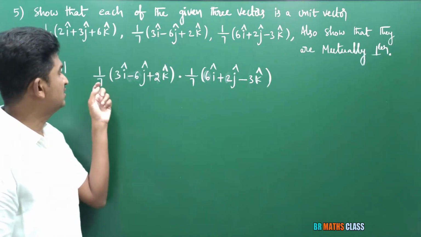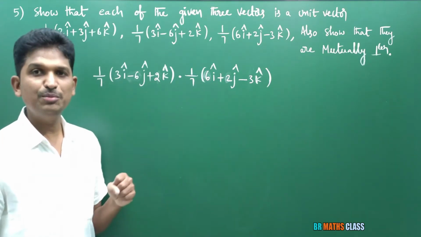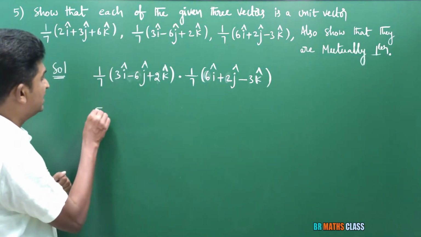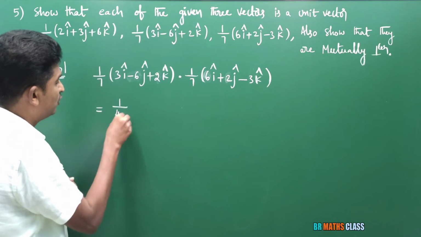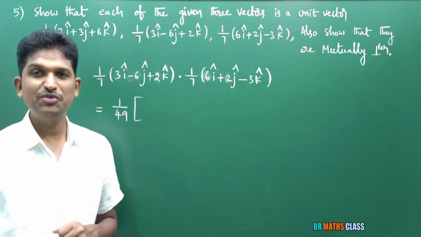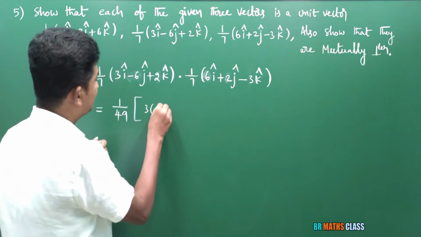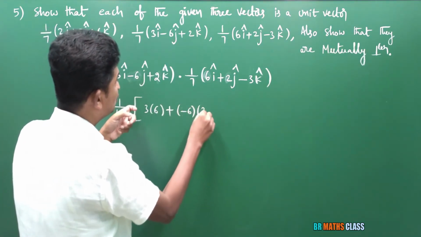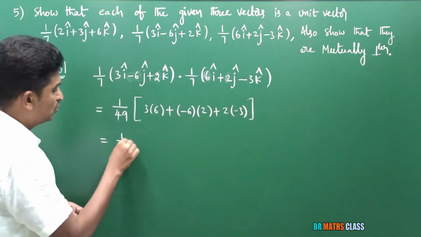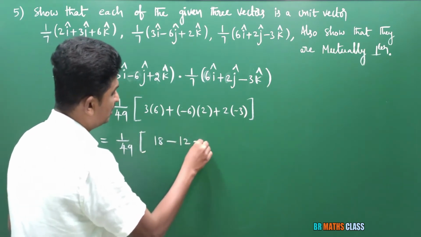Okay, if you observe, these are of the form m a bar dot n b bar. What is the formula for m a bar dot n b bar? The formula is mn times a bar dot b bar. So here what you will get, 1 by 7 into 1 by 7, that is 1 by 49 into dot product of these two vectors. What is the dot product formula? a1 b1 plus a2 b2 plus a3 b3. Okay, 3 into 6 plus minus 6 into 2 plus 2 into minus 3. Okay, that equals 1 by 49 into 3 into 6, that is 18, minus 12, minus 6.